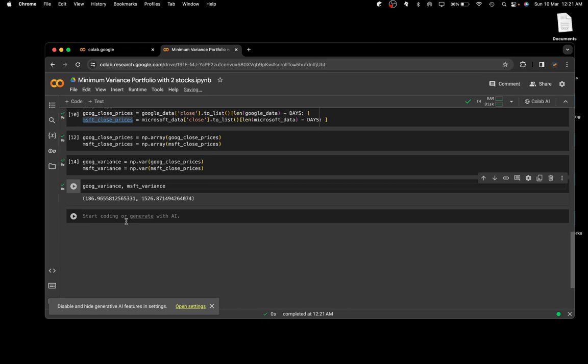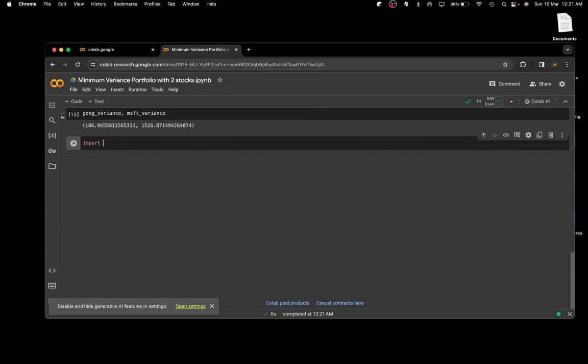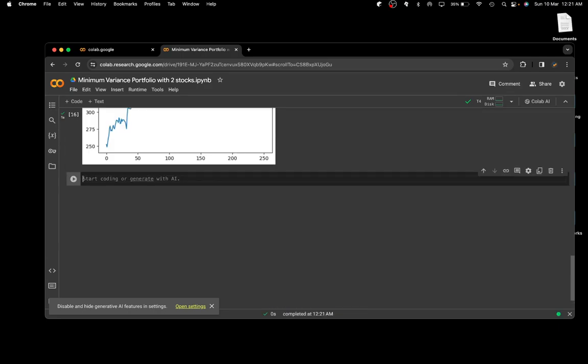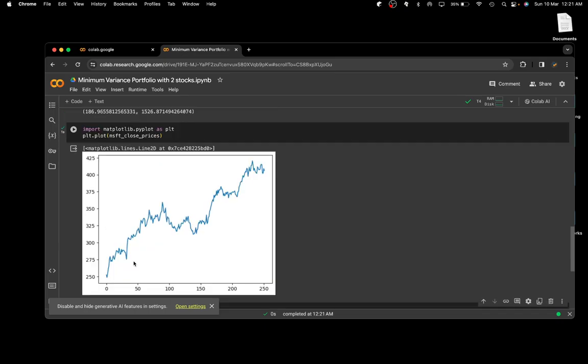That's perfect. And the reason why the Microsoft variance is so high is because, you know what, I'm going to plot Microsoft so that I can show you why that's the case. If I just plot this out, you should get an idea that Microsoft has just boomed over the past year. You can see that. It has increased tremendously, and it's just insane how much it has risen.